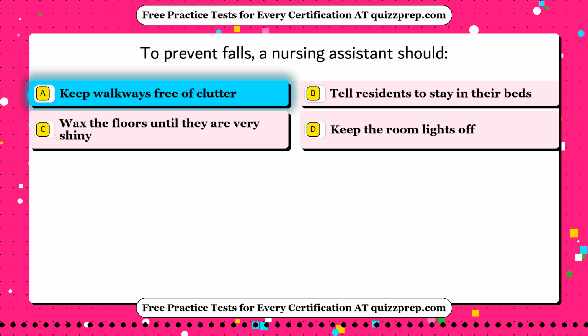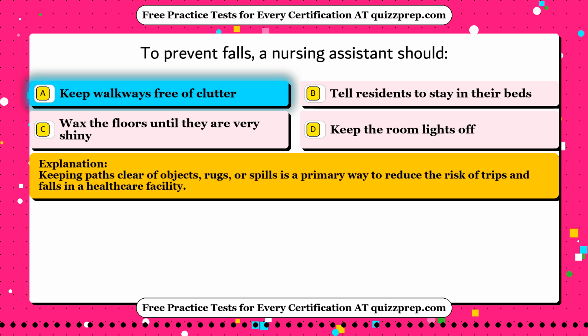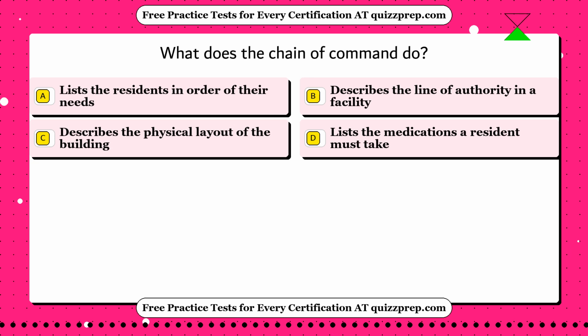The correct answer is option A. Keep walkways free of clutter. Keeping paths clear of objects, rugs, or spills is a primary way to reduce the risk of trips and falls in a healthcare facility.